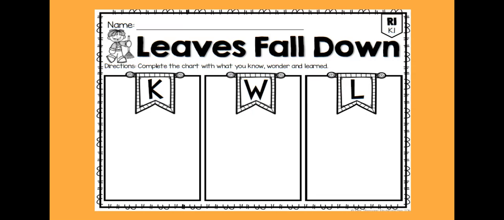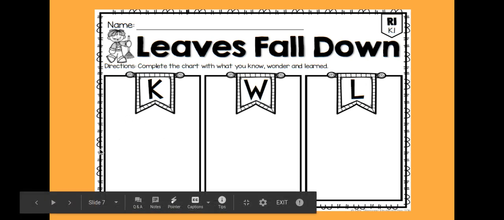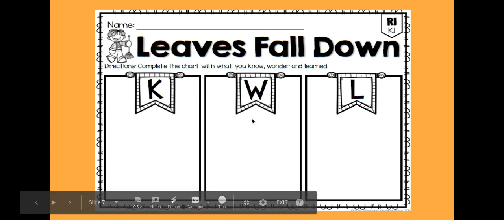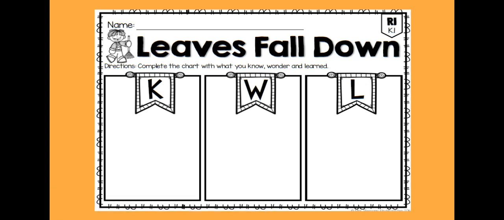Today we'll be using this KWL chart to organize our thinking. The K stands for what you know. So today we're learning about leaves falling down from the tree. So we'll be thinking about what we know already. The W stands for what do we wonder? What are our questions that we have about leaves falling? And this L stands for what we've learned. So at the end of the story, we'll be identifying different things we've learned from this story.